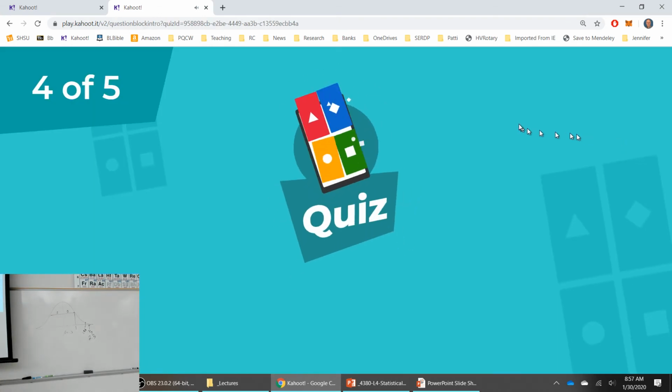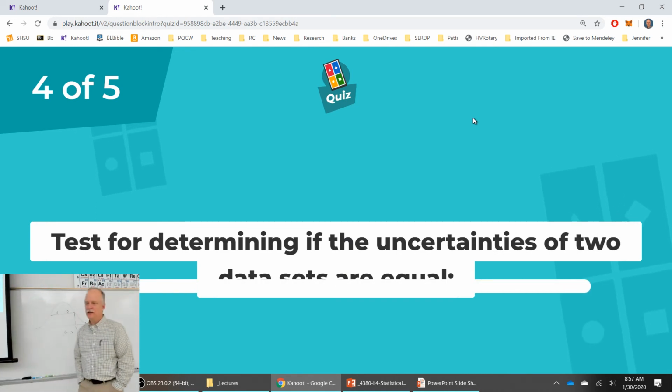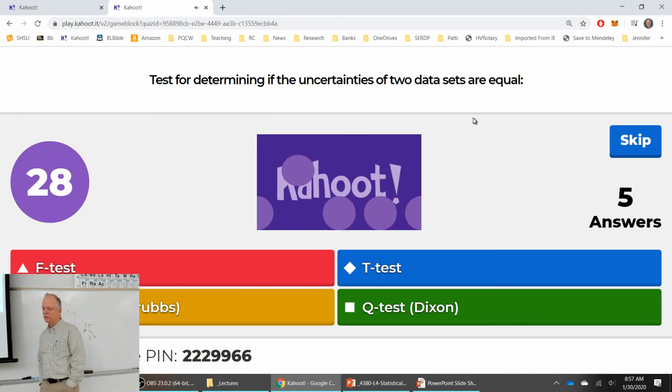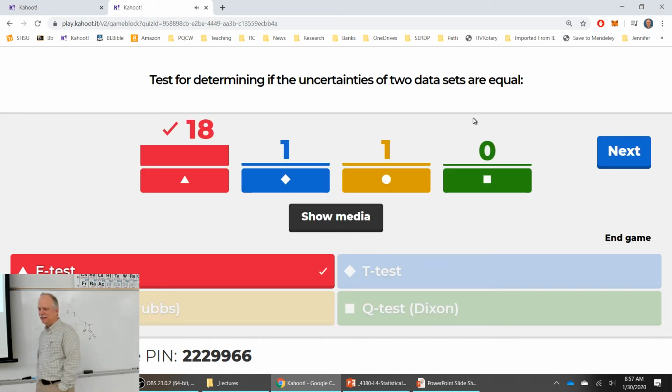You know what the next one's going to be, I'm sure. Test for determining if the uncertainties of 2 data sets are equal. All right, very good. So the F test for equal variance.